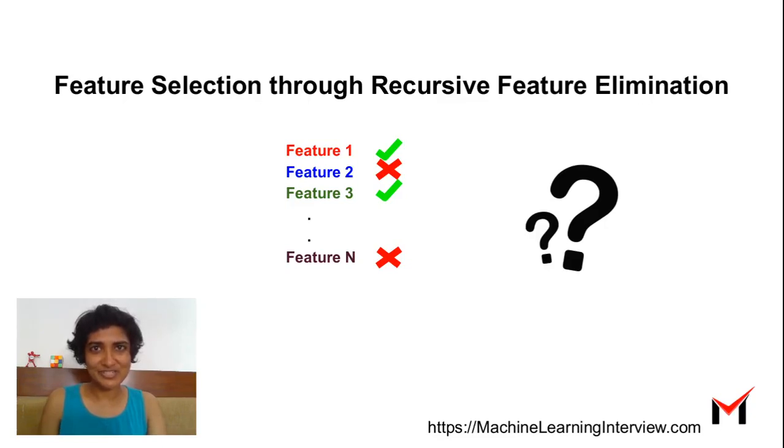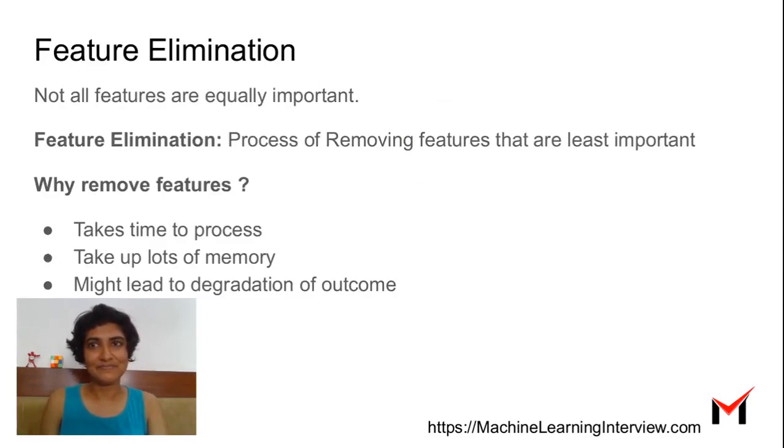Feature selection through recursive feature elimination. Not all features are often equally important in our dataset when we are trying to build a machine learning model. Feature elimination is the process of removing features that are not important or that have the least impact on the outcome from our model. So once again, why do we want to remove features in the first place?